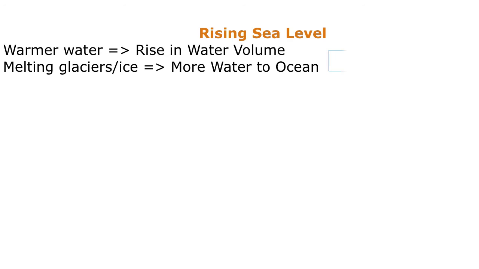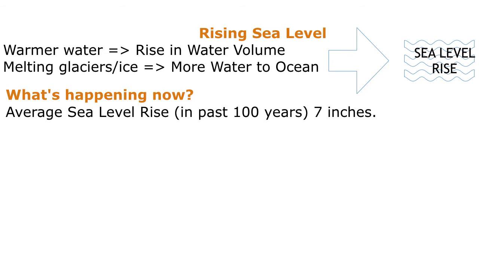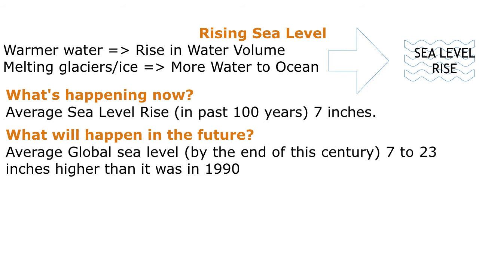So what is happening now? Over the past 100 years, the average sea level around the world has risen by 7 inches. What will happen in the future? If people keep adding greenhouse gases to the atmosphere, the average sea level around the world by the end of the century, that is 2099, could be anywhere from 7 to 23 inches higher than what it was in 1990. Sea level could rise even more if big ice sheets in Greenland and Antarctica melt even faster.